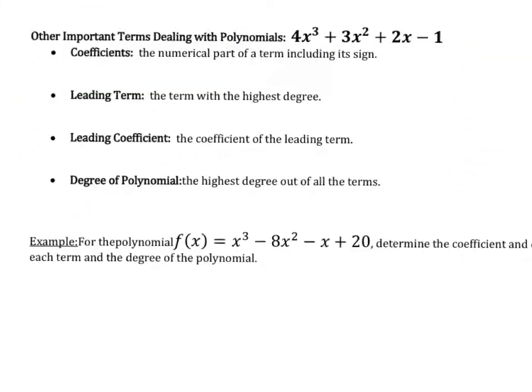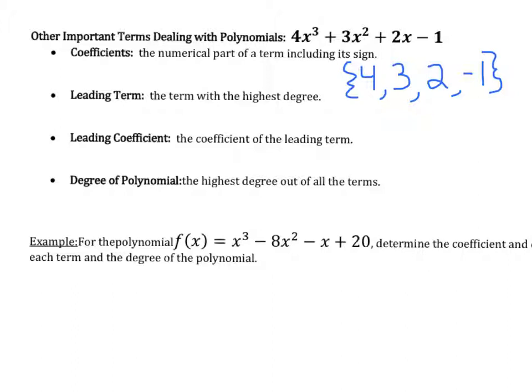Some other important terms that we're going to be working with when we're dealing with polynomials are coefficients. That's the numerical part of each term, including its sign. I have this polynomial here, 4x cubed plus 3x squared plus 2x minus 1. All of my coefficients include the following numbers. In front of my first term is 4, my next term, 3, my next term, 2, and my next term, since it's minus, I'm going to write a negative 1. These are all the coefficients, the numbers that are involved in my polynomial.